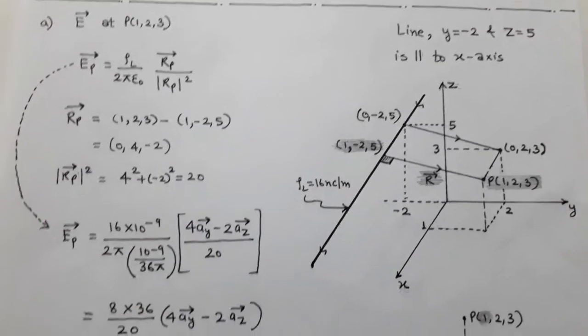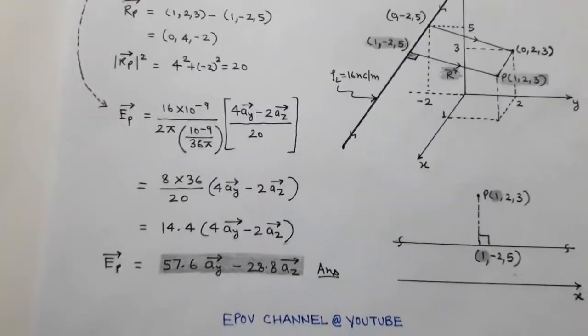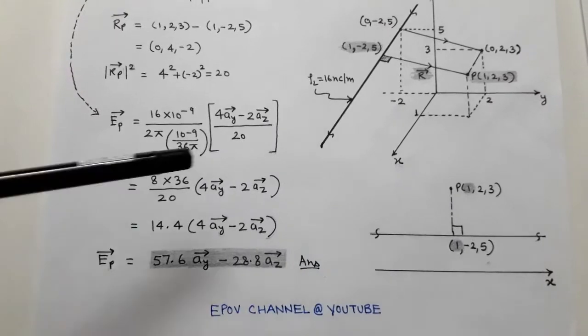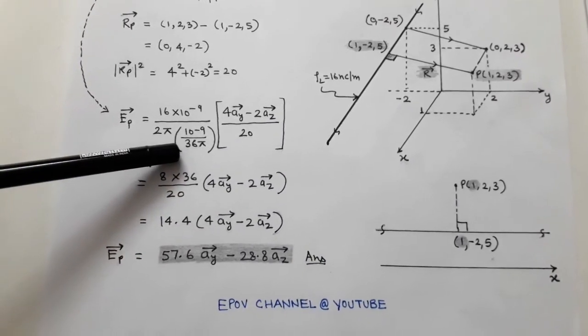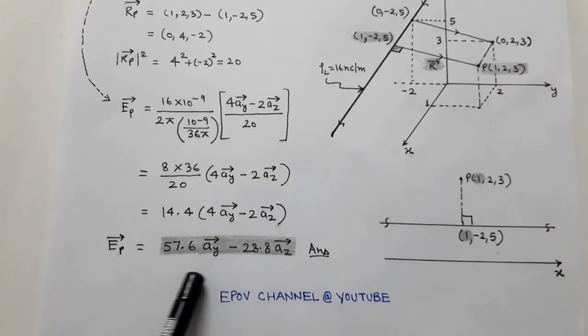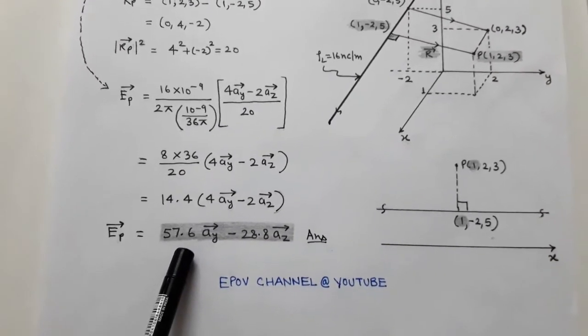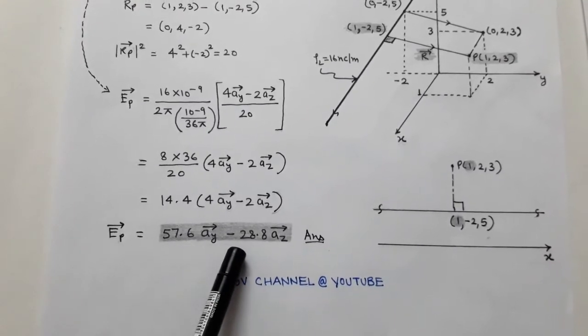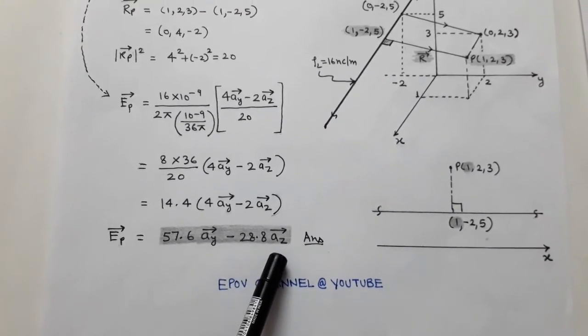After putting these values, and the value of rho L is given, that is 16 nanocoulomb per meter, epsilon naught value is 10 to the power minus 9 upon 36 pi. And then we calculate it and we get electric intensity at point P is 57.6 unit vector y minus 28.8 unit vector z.